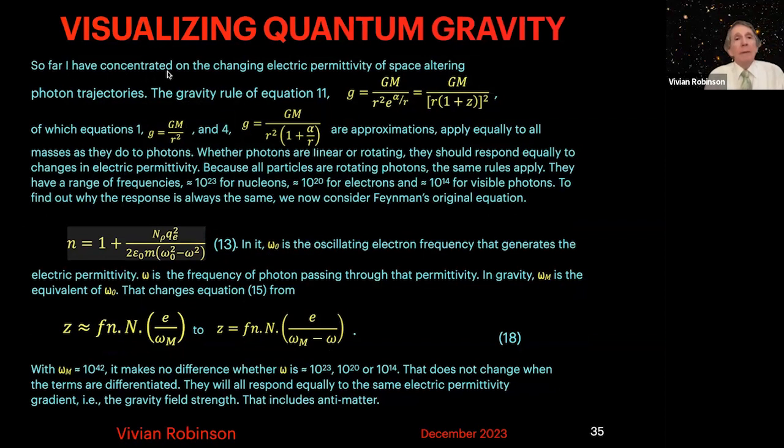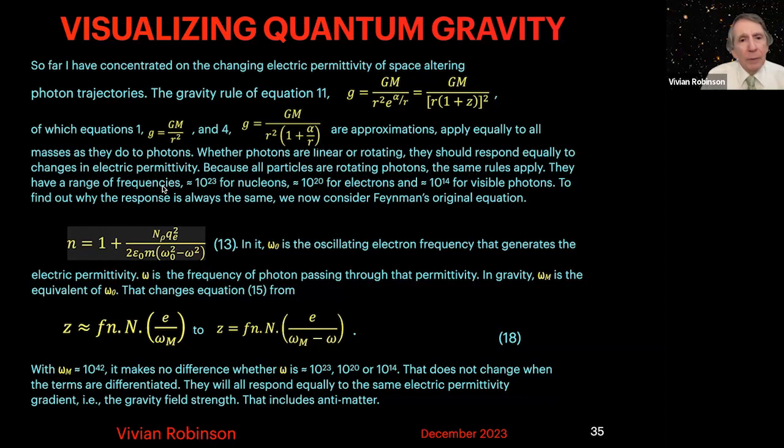So far, I've concentrated on the changing electric permittivity of space altering photon trajectories. The gravity rule of equation 11, shown here, of which these equations are approximations, applies equally to all masses as they do photons. Whether photons are linear or rotating, they should respond equally to changes in electric permittivity. Because all particles are rotating photons, the same rules apply.